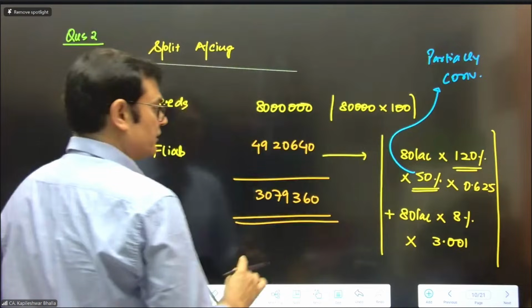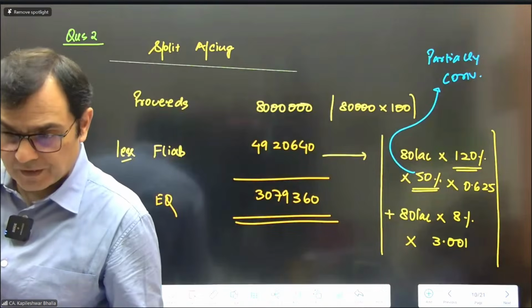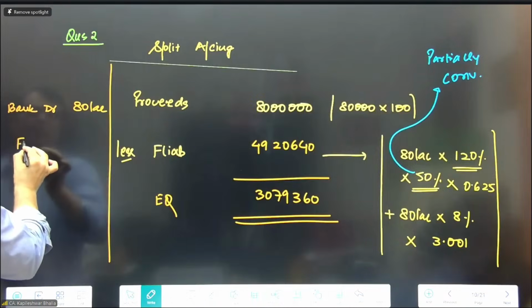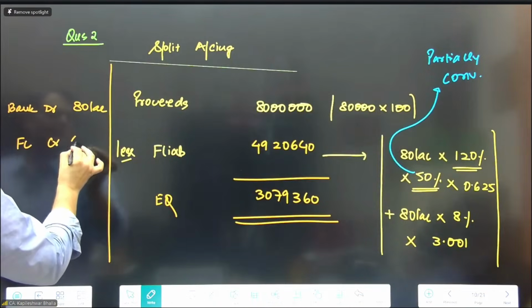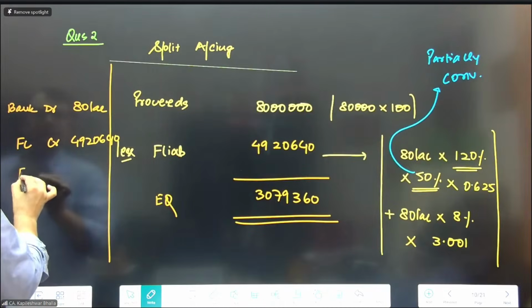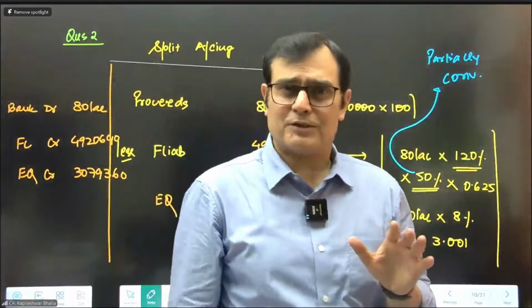Can you please share the question bank PDF? Yeah, that would be shared. In 80 lakhs, financial liability gets a credit to the extent of 49,20,640. And the rate, considering 10 marks, wow.